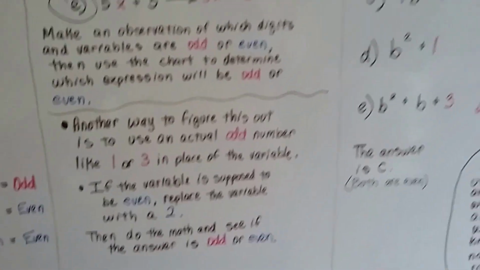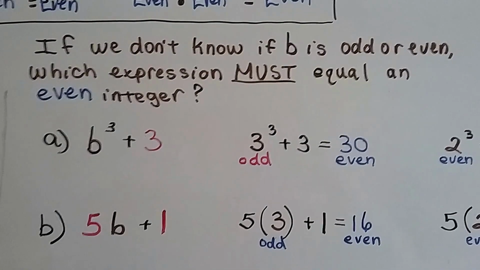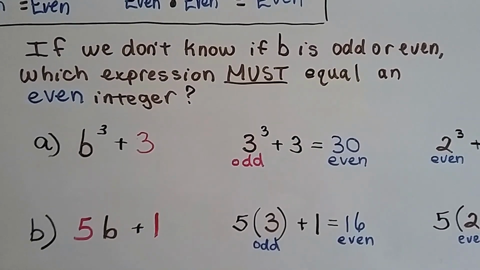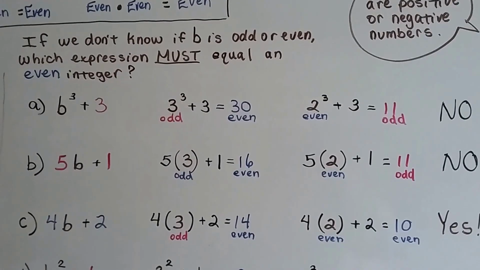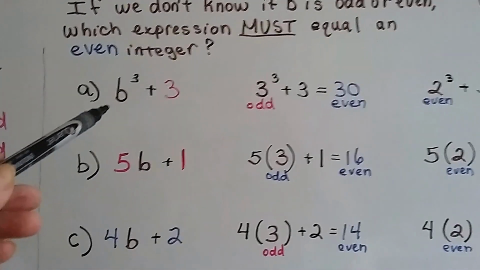So let's try doing this. If we don't know if b is odd or even, which expression must equal an even integer? So remember, integers are positive and negative numbers. So we don't know if b is even or odd, so I made it brown.